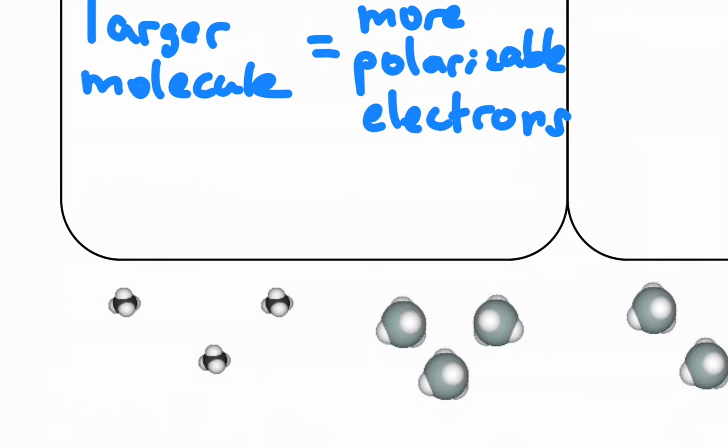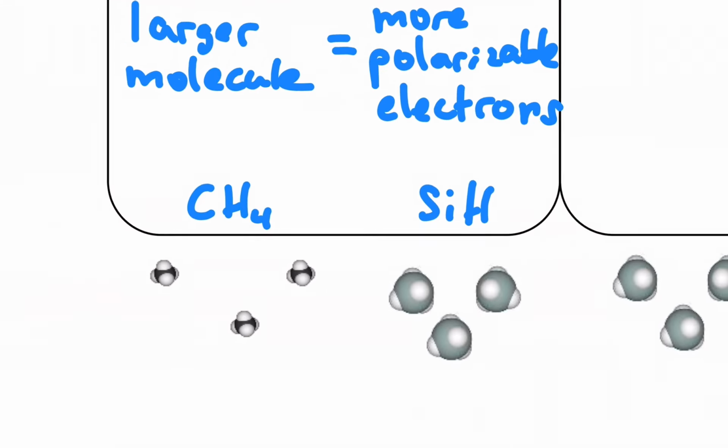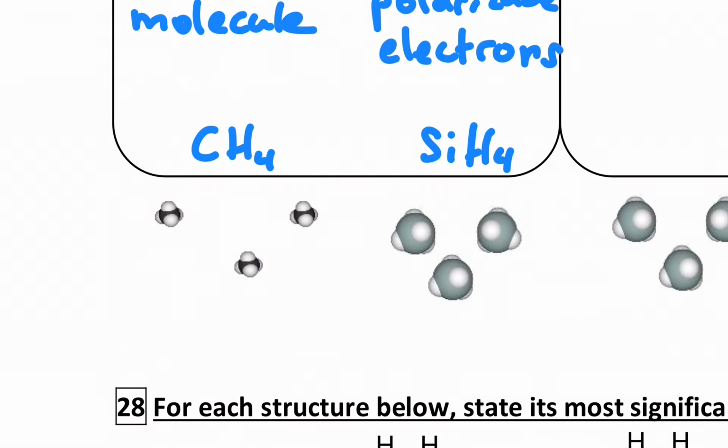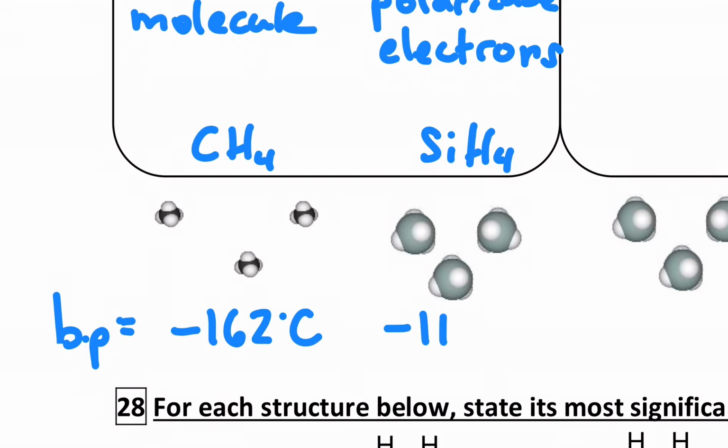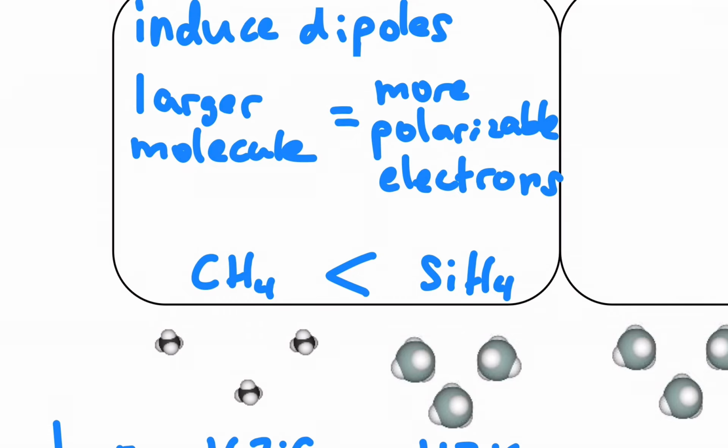So if I look at an example, here's some methane molecules, and here's some silane molecules, SiH4. And if I compare the boiling points of each of these, they're both very low boiling. Methane boils at -162 Celsius, but silane boils up at -112. Silane has a higher boiling point. These are both non-polar, very lightweight molecules, but silane is bigger.